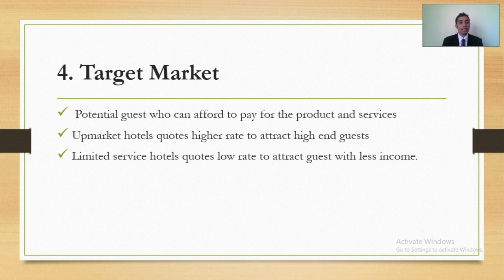Now the another factor is target market. This means to which market we are targeting to get the business. Now potential guests who can afford to pay for the product and service. This means we have to come up with a particular rate for which market we are targeting, so that those people who are in the position can come and stay in the hotel. Now upmarket hotels quote higher rate to attract high-end clients. This means those luxury hotels, they will come up with higher room rate in order to attract the high-end clients.